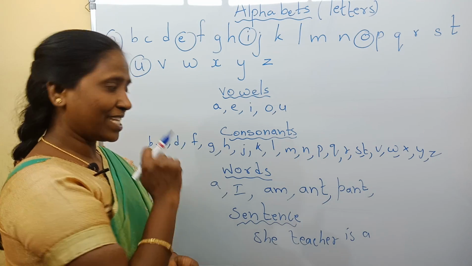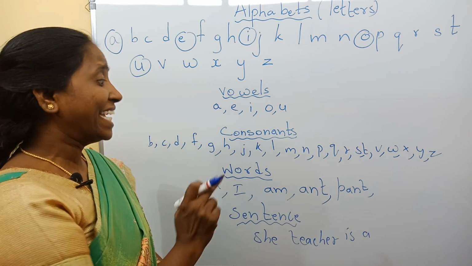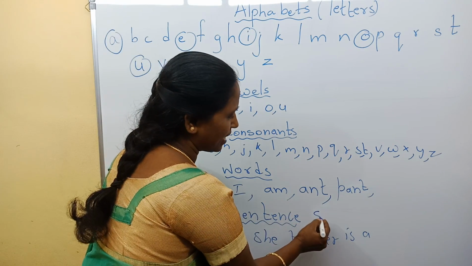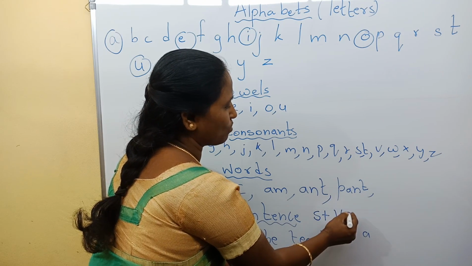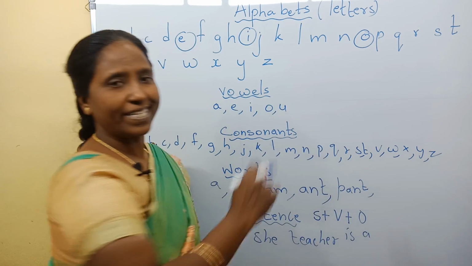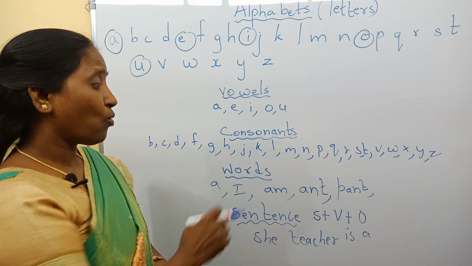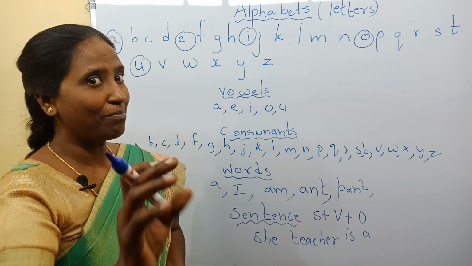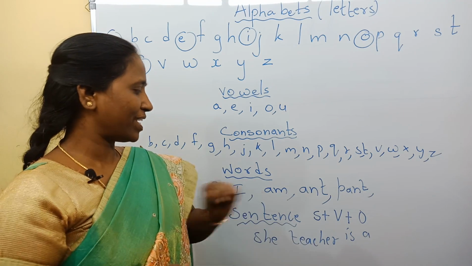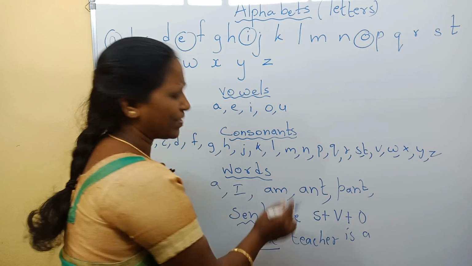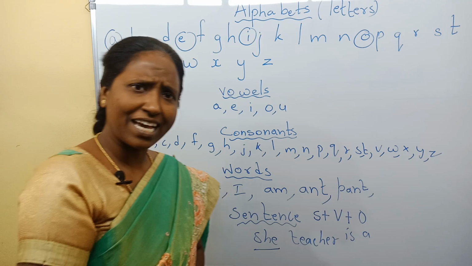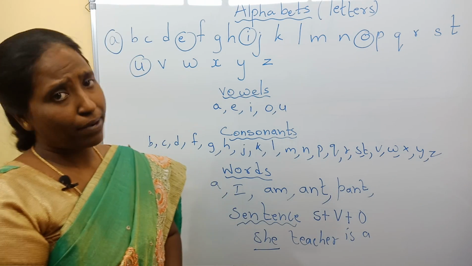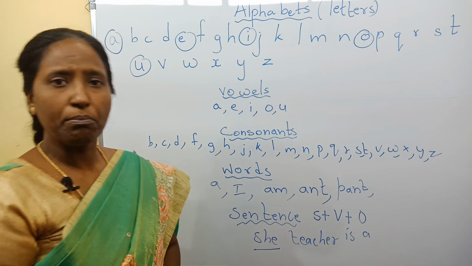For a sentence to be meaningful, it is in the pattern subject plus verb plus object. What is the subject? Subject means the doer or the main one. Who is the main one here? She. Generally, the subject is either a noun or a pronoun. Here, she is a pronoun.